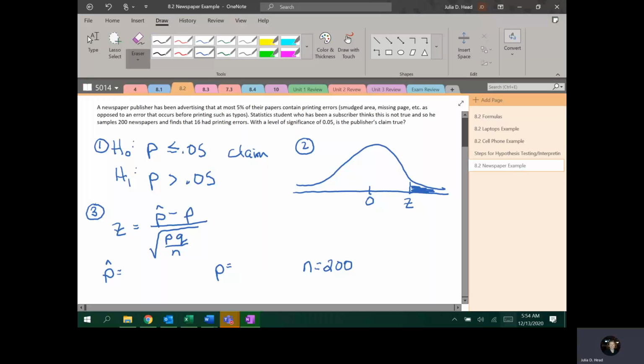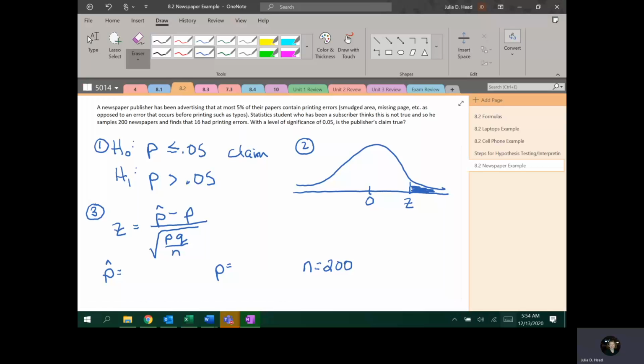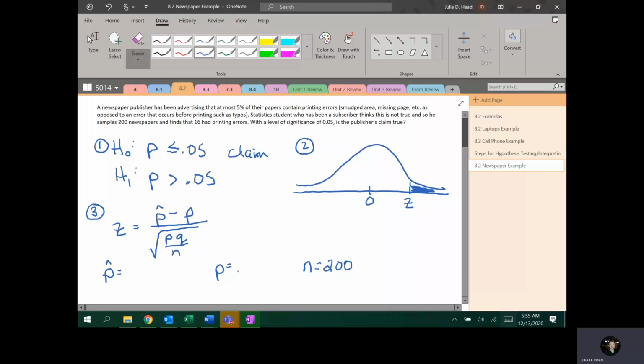P is a parameter. Whether it's p or mu or sigma or something else, the parameter always comes straight from the hypotheses. And this is the one place where it might be helpful to go back to the null and think about it as equals and not less than or equal to. And if I'd written it that way, then the null would be p equals 0.05. So that's what we're going to plug in for p.